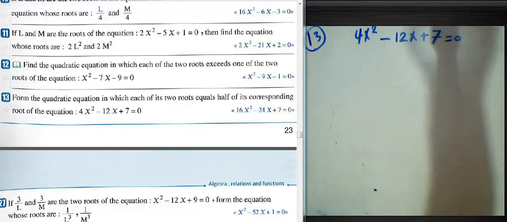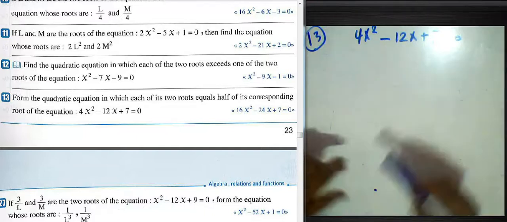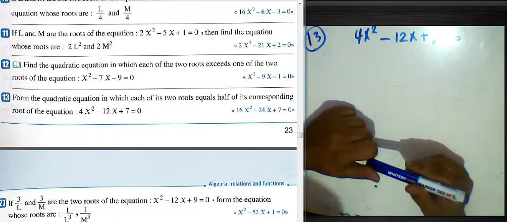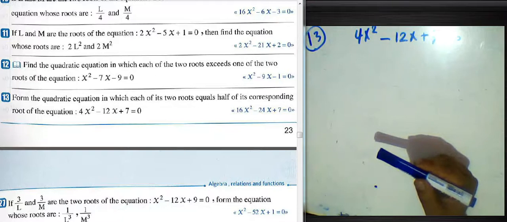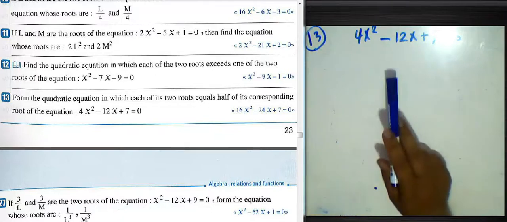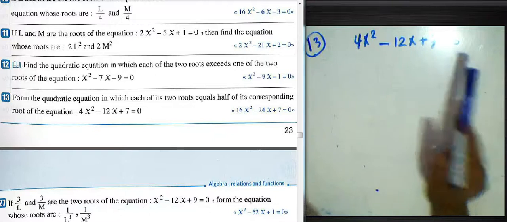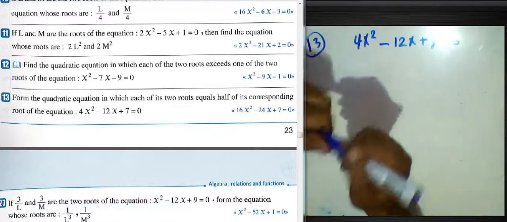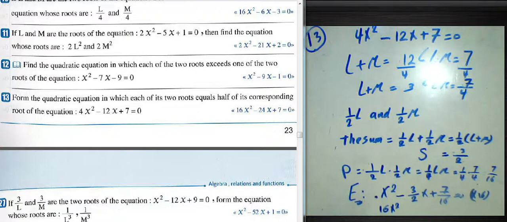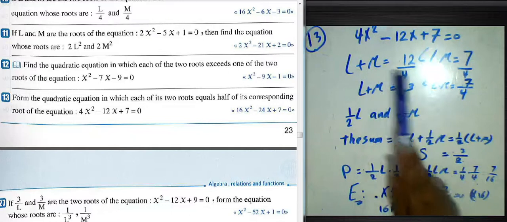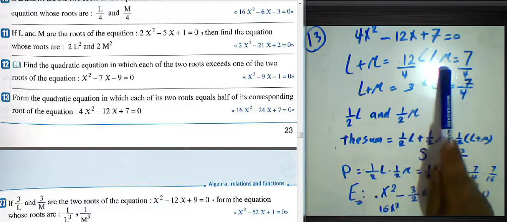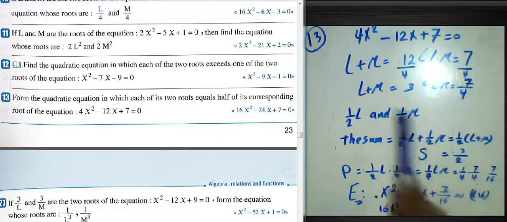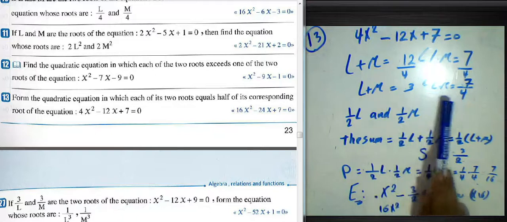Question 13: form the equation in which each of its two roots equals half of its corresponding roots of the equation 4x power 2 plus 7 equals 0. We know L plus M. Okay, I will explain it. Pay attention with me. We have the equation: L plus M equals 12 over 4, which is 3. L multiply M equals 7 over 4. So L plus M equals 3, and L product M equals 7 over 4.